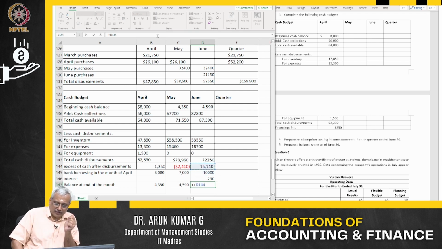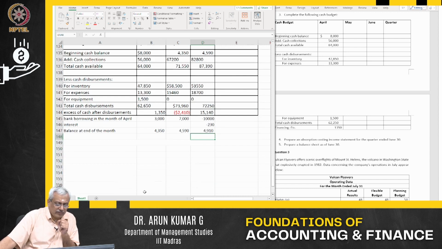So what is your ending cash balance? This is the balance I had, excess of cash after disbursements. I repay the loan of 10,000, because it already has a negative sign. I pay an interest of 230 and I will have about 4,910 as the cash balance with me.